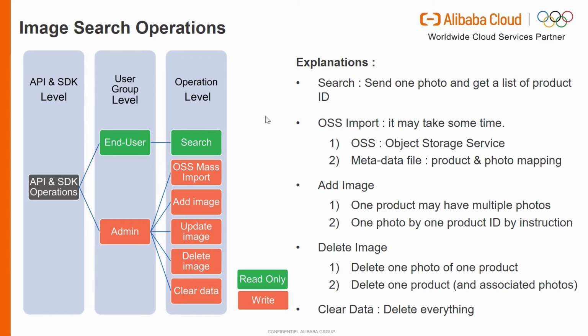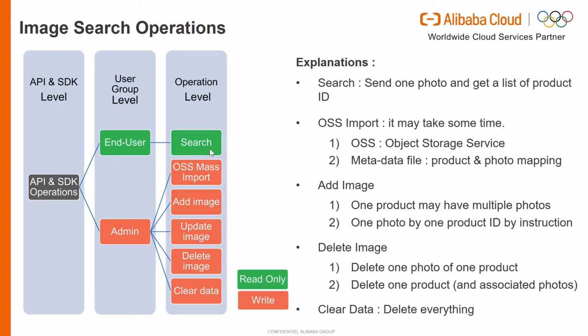Thanks to image search API and SDK, we can operate 6 different actions. They are search, OSS massive import, add, update, delete images, and clear data. For security purposes, it is better for you to manage 2 different user groups on your web server side. One is for end users. They can do only search operation. For all the modifications of the engine, you allow only administrators to do.